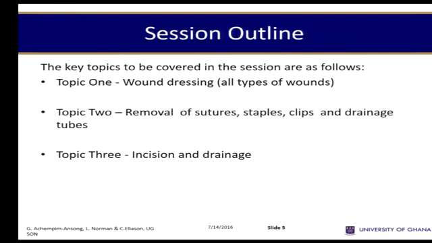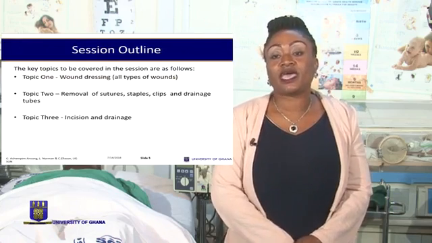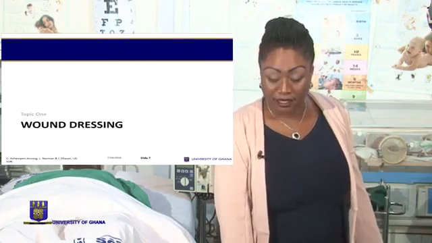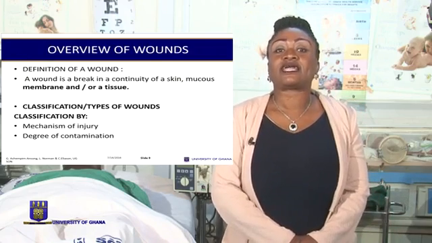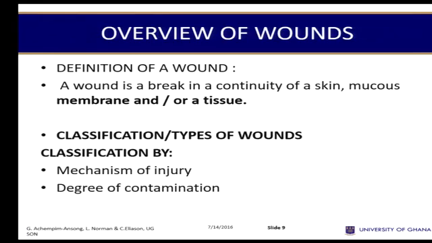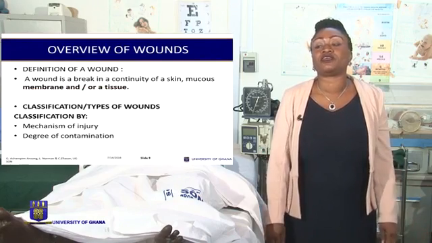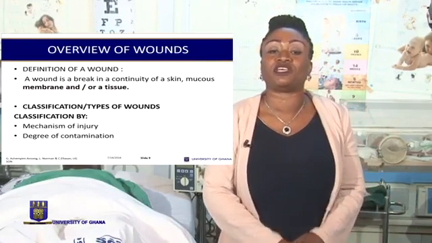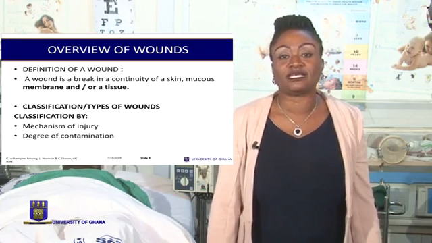Briefly, we'll look at wounds and wound dressing. What is a wound? A wound is a break in the continuity of the skin, mucous membrane, or tissues. Now, when we take classification of wounds, wounds are classified by 1, the mechanism of injury, and then 2, degree of contamination. When we take the classification according to mechanism of injury, we may have open and closed wounds.